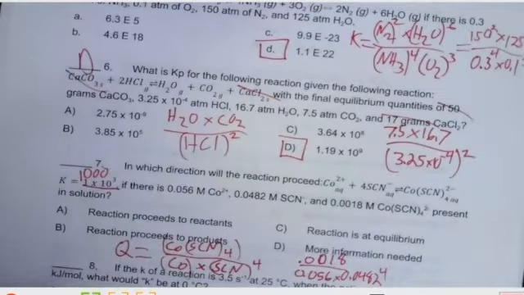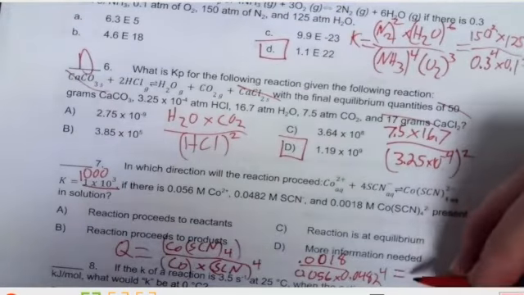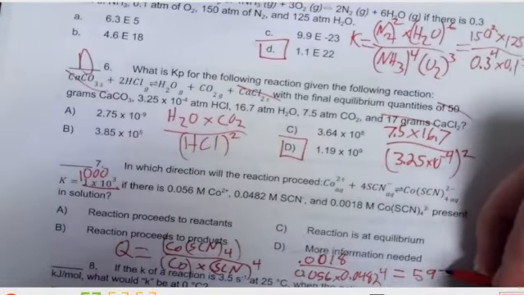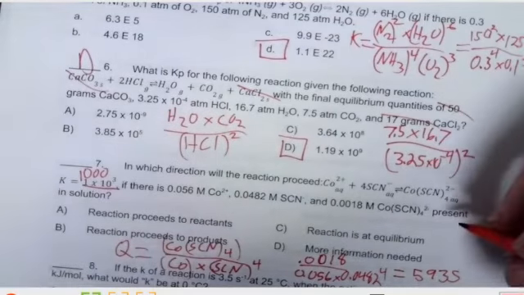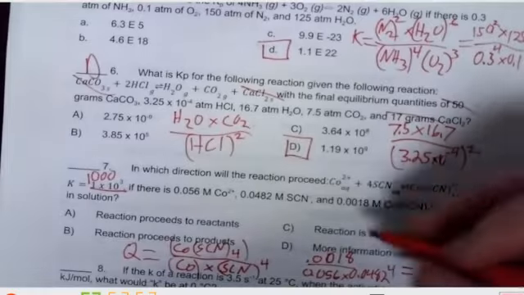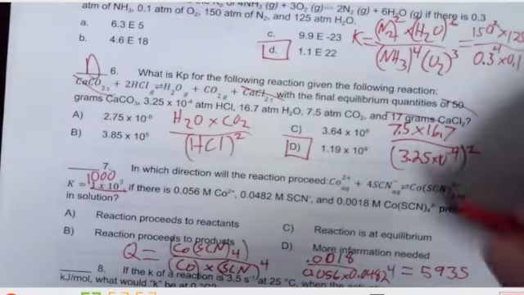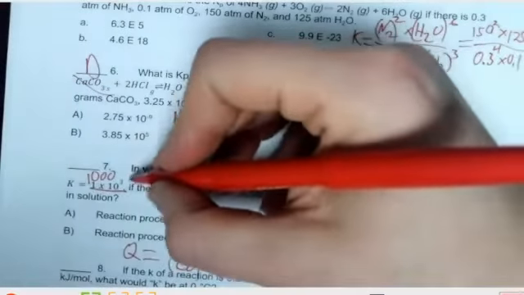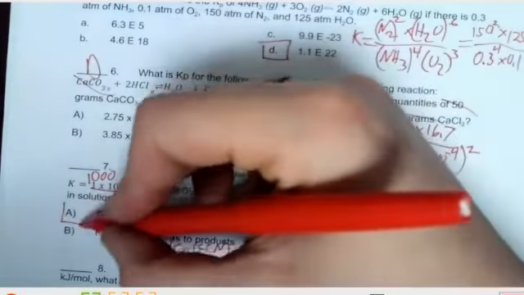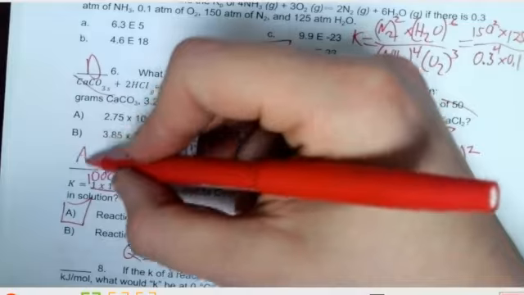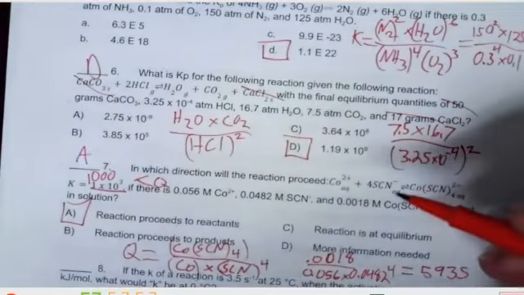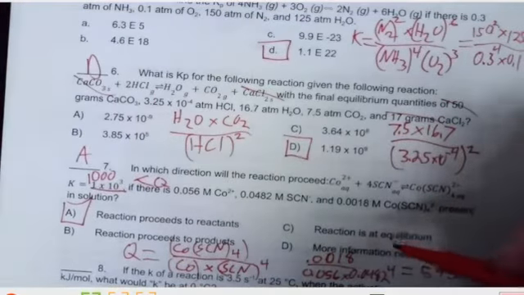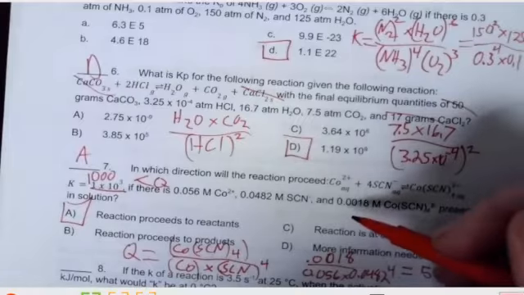Now, the only way more information would be needed in a problem like this is if you're not given K or you're not given one of the reactant concentrations. But other than that, there's no reason D should be an answer. So Q is greater than K. If Q is greater than K, then it heads back towards reactants. Q has to go down. If Q and K are equal or close enough to equal, then it's at equilibrium.